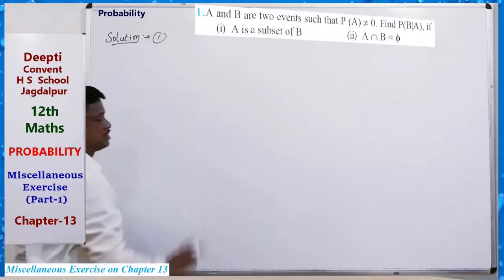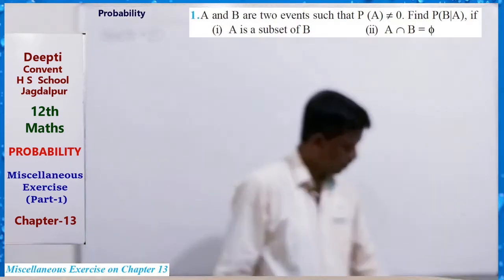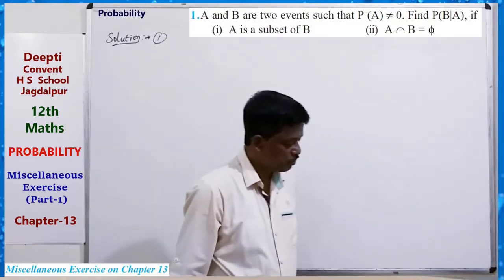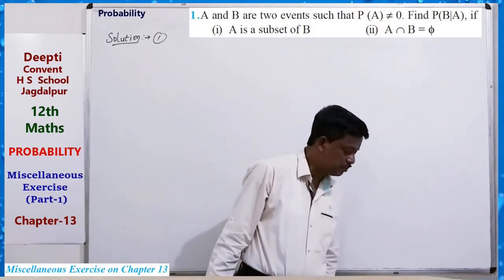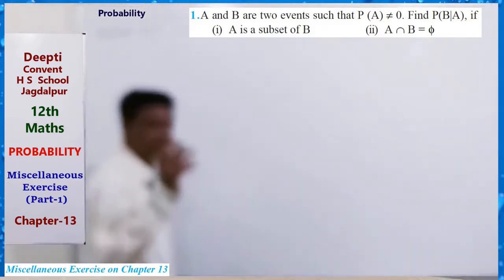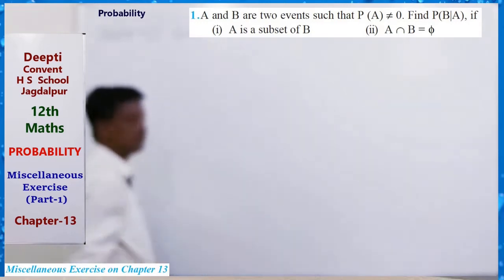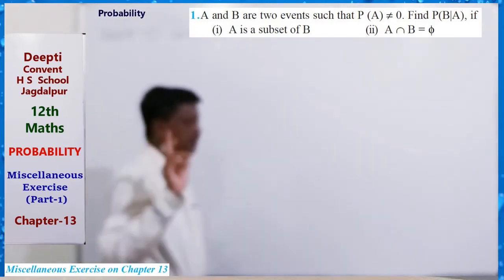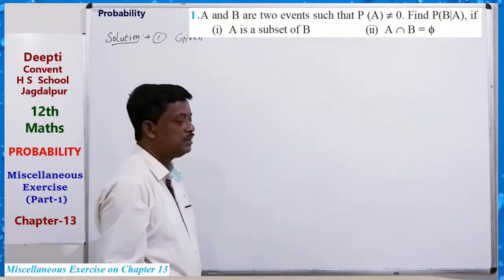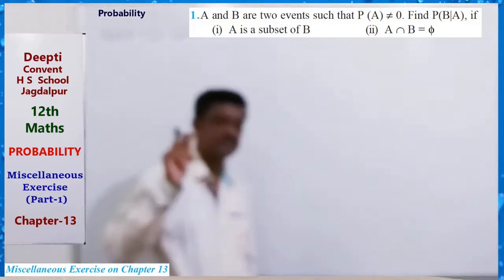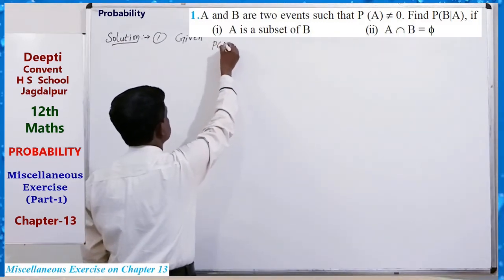Solution 1. First question: A and B are two events such that P(A) is not 0. Find P(B|A) if A is a subset of B and A intersection B is equal to phi. So here, what is given? A and B are two events such that P(A) is not 0.